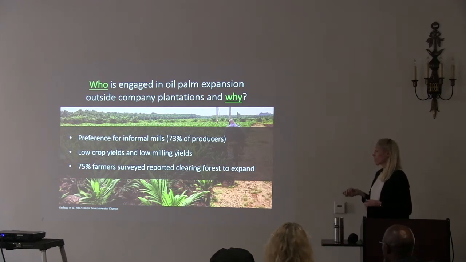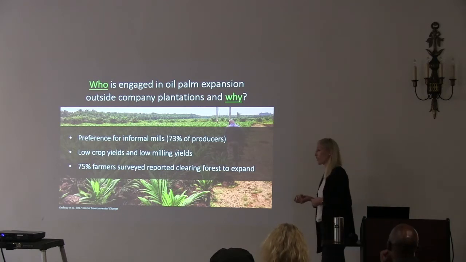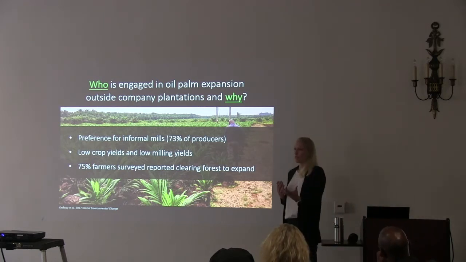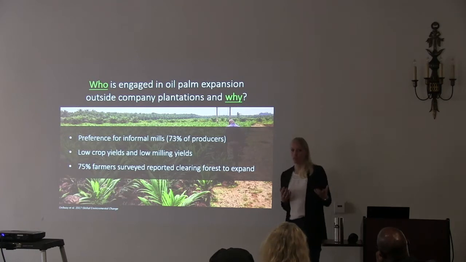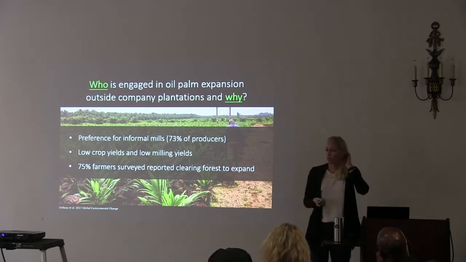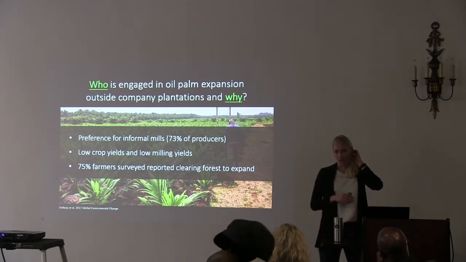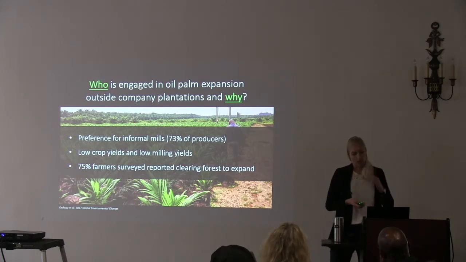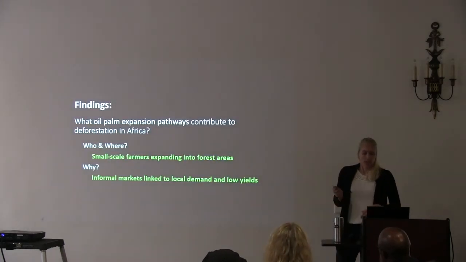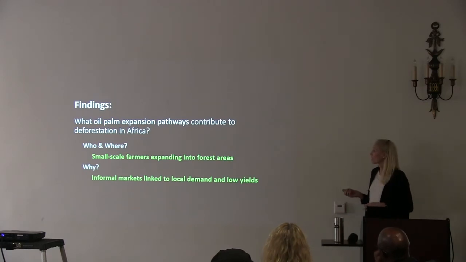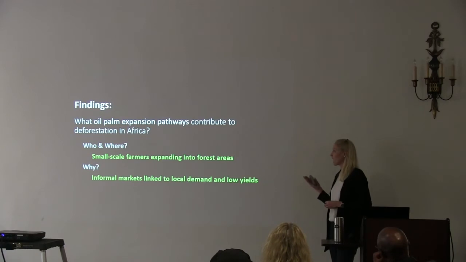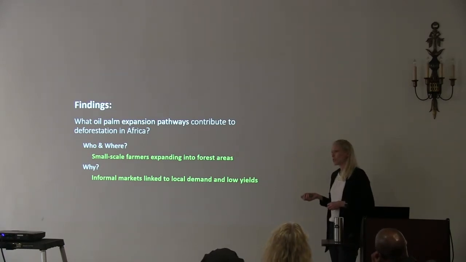What also was surprising to me was that 75% of farmers surveyed reported clearing forests. And this is surprising because I wouldn't expect somebody to tell me that they're clearing forests to expand their farm. But what we found out was that it's actually very linked to a lot of the land tenure laws. And there's a lot more to go into there as well. But to wrap this section up, one of the things we found was that, in fact, it's small-scale farmers that are expanding into forest areas, not large companies. And it's really linked to informal markets, closely tied to very local consumer demand.